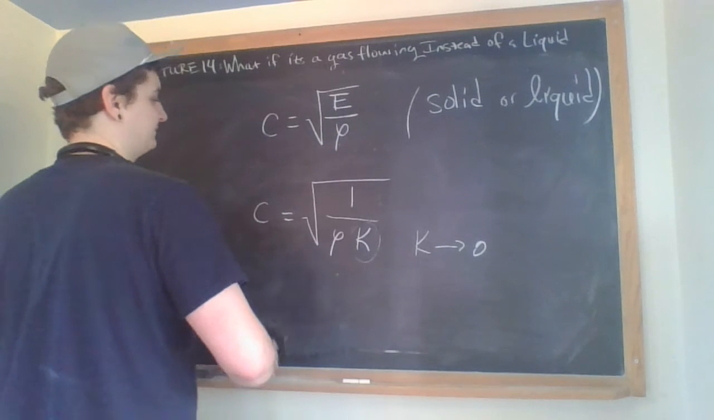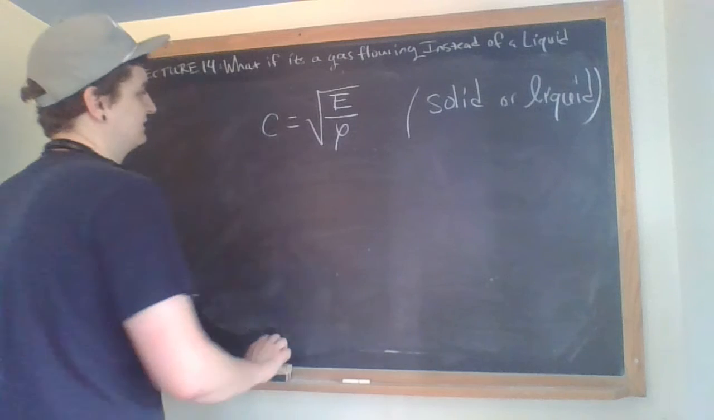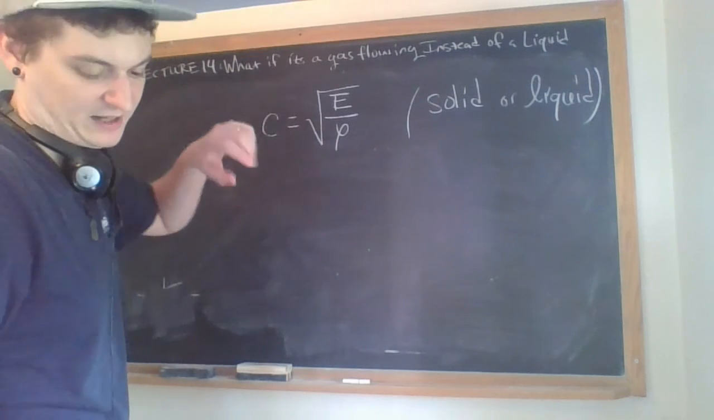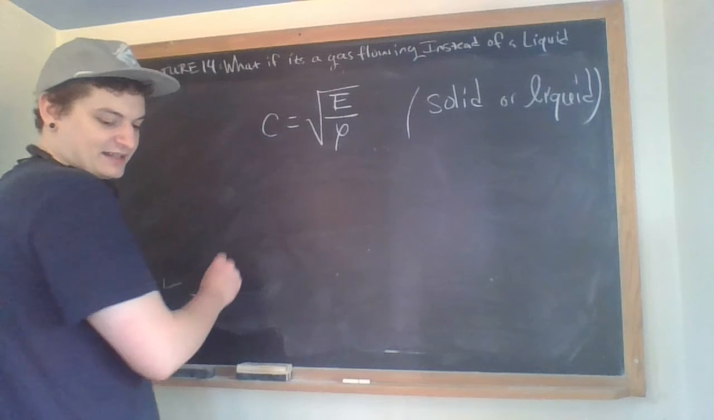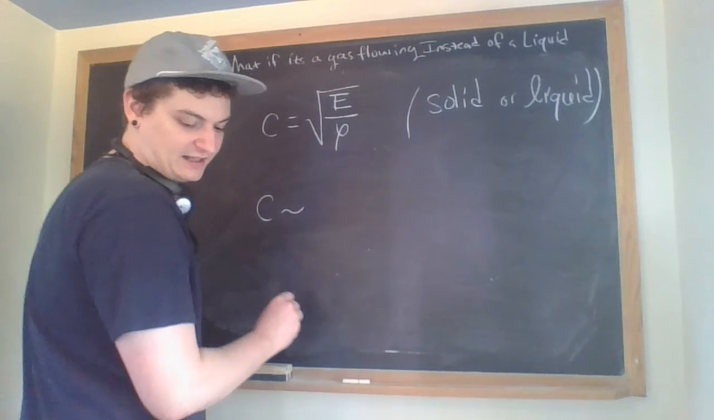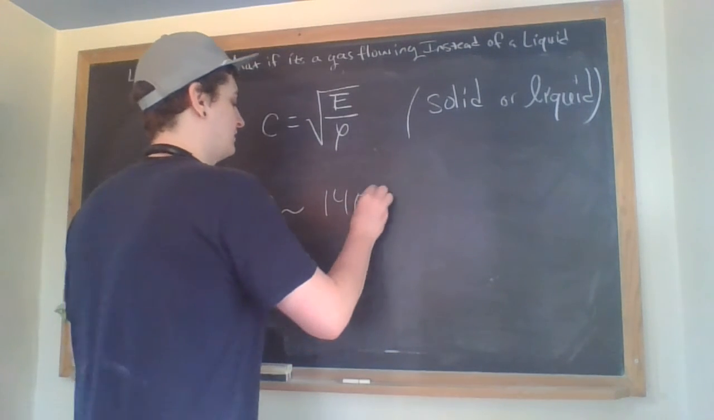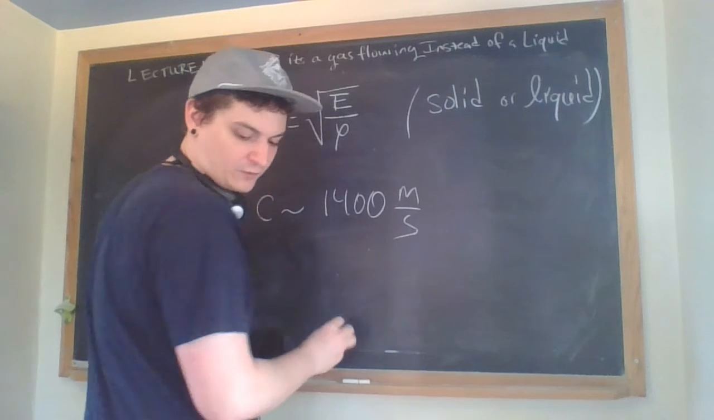So for a solid or liquid, the speed of the wave propagation in that media is proportional to this, where you have a modulus of elasticity and the density of it. And now you can usually calculate these things, right? So then C, it's about 14 for water.